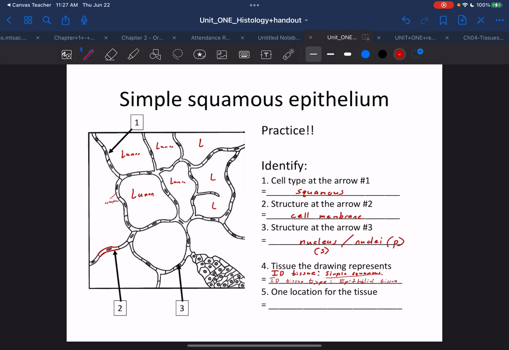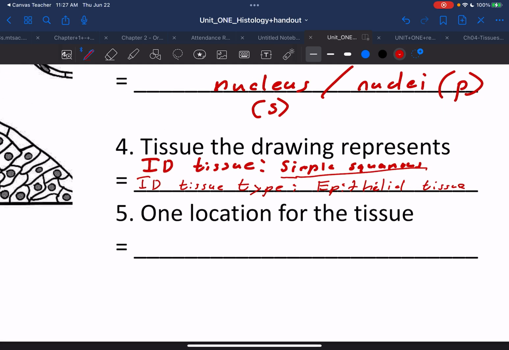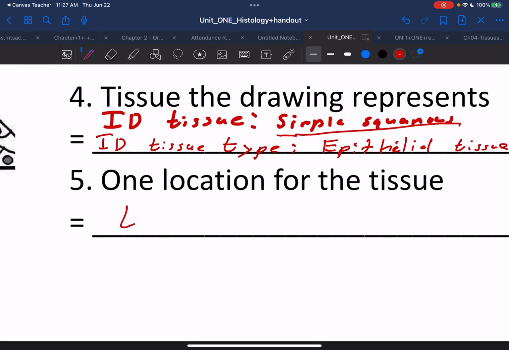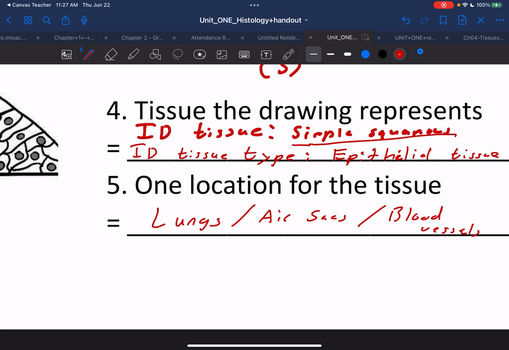All right. And then a location, what's going to be our easy location for this one? Nice. Lungs, air sacs. I'll accept anything that resembles the lungs, and also blood vessels I'll take too.